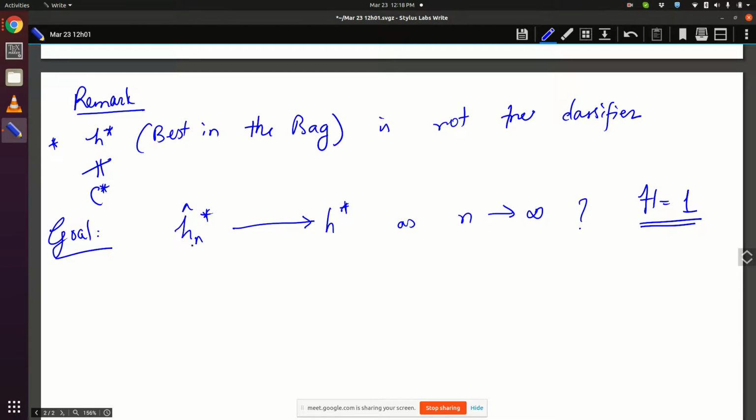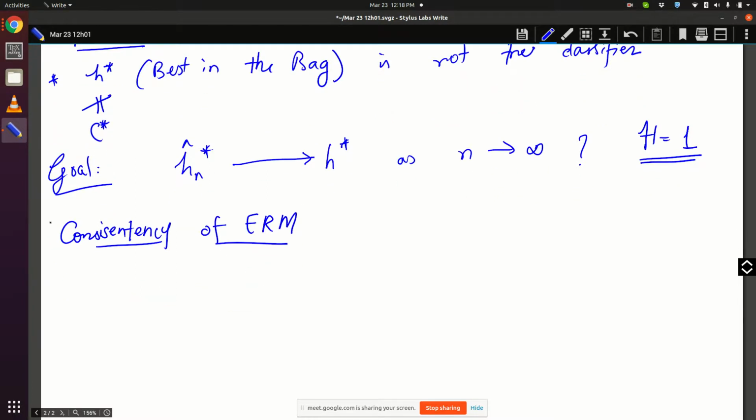Those of you in the math program would have seen this. If you are saying something is converging to something, you have to tell the underlying sense in which it is going. So in that sense, what we will say is what is called consistency. We require this goal, but we will define it in a more mathematical sense: consistency of the empirical risk minimization framework.